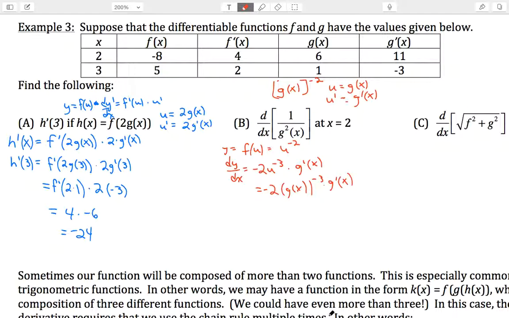Alright, so now we need to plug it in. What we're finding is dy dx when x equals 2. So negative 2 times g of 2 to the negative 3 times g prime of 2. And now you can just plug all your numbers in.